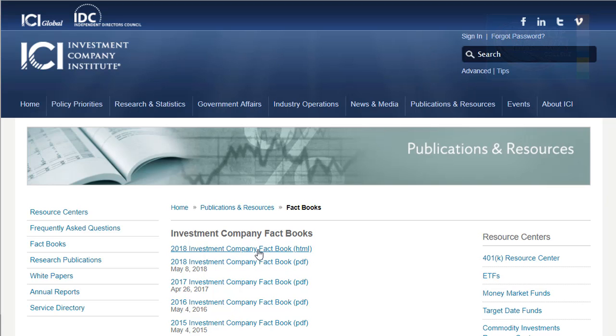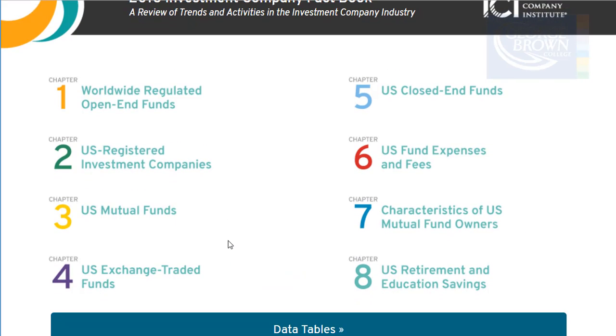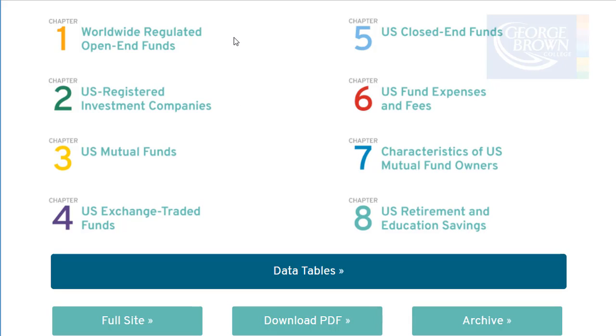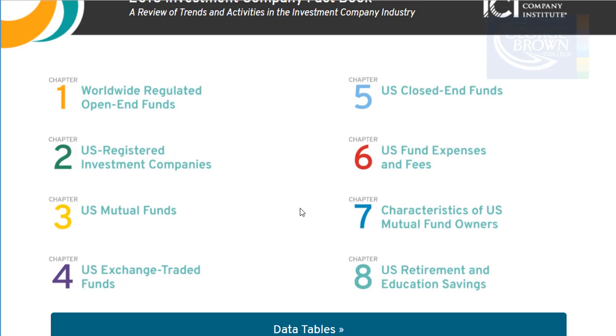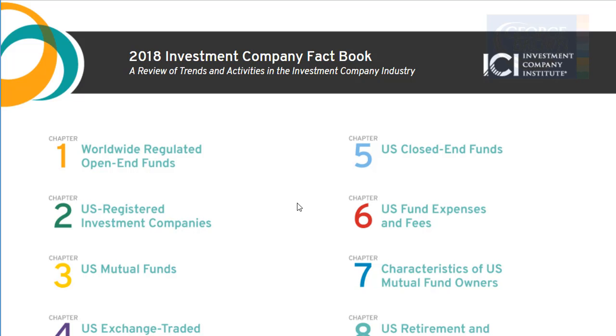If I just click quickly on the HTML book, you can see the chapters here. Chapter 1, Worldwide Regulated Open-End Funds. So that gives you a bigger scope than just the USA. Chapter 2, U.S. Registered Investment Companies. Number 3, U.S. Mutual Funds. Number 4, Exchange-Traded Funds. Number 5, Closed-End Funds. Number 6, U.S. Funds, Fees, and Expenses. This has been coming down over time. Chapter 7, Characteristics of U.S. Mutual Fund Owners. And Chapter 8, U.S. Retirement and Education Savings. So a fantastic resource if you want to learn more about funds.